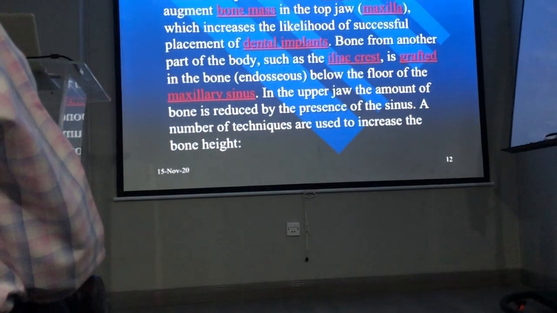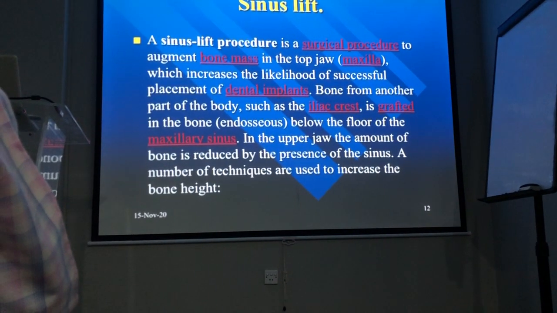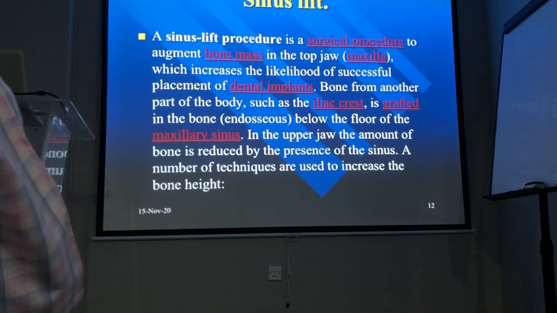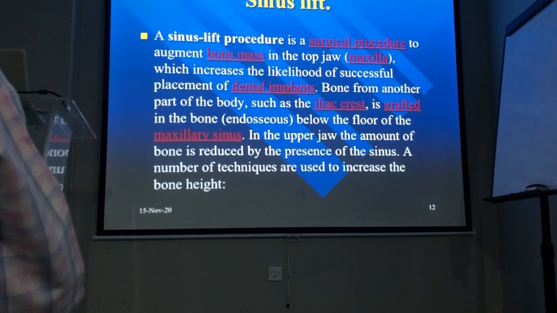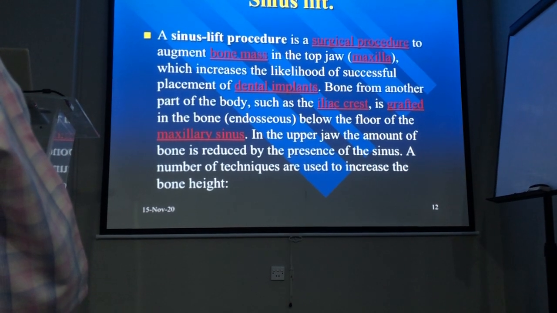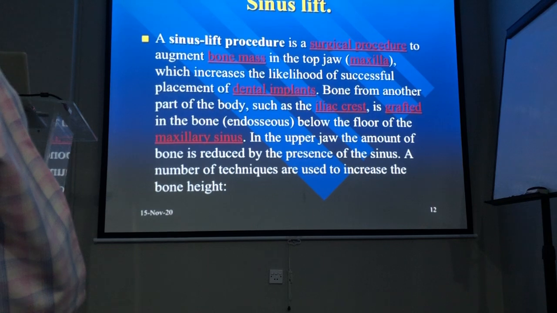A graft needs to be something that replicates the architecture and the function and form of the recipient area or site, which means we need tissue similar to the tissue that is there.